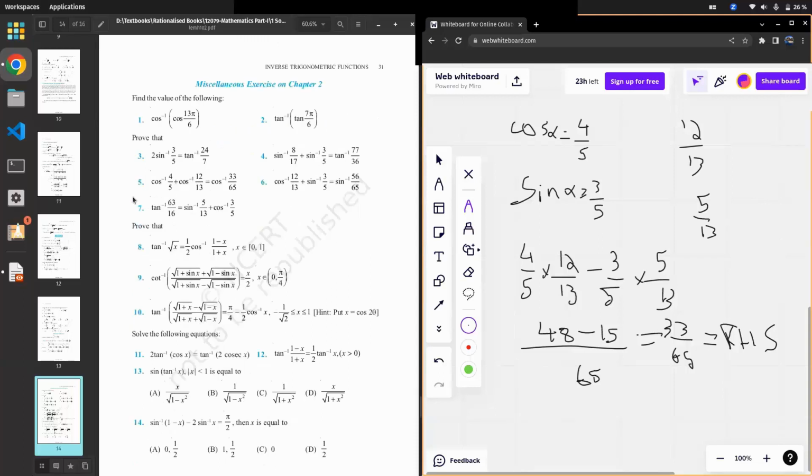So the seventh question. Here also we'll convert tan inverse and cos inverse into tan inverse, which is easy since we have been dealing with numbers like 5 by 13 and 12 by 13. This is easy to solve.